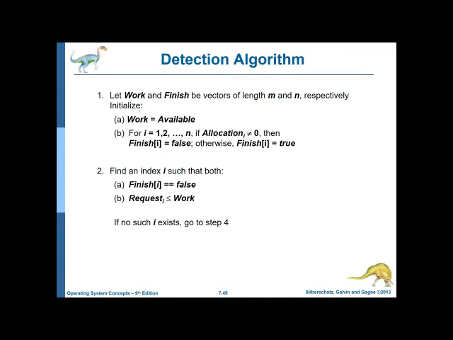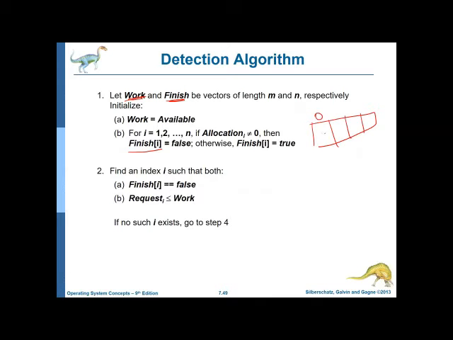Now, the first step in this algorithm is we have to initialize two variables, work and finish. Work is a simple variable, but finish is an array. Finish is an array for keeping track of whether any of the processes has finished its execution. So finish of i will indicate each cell value.